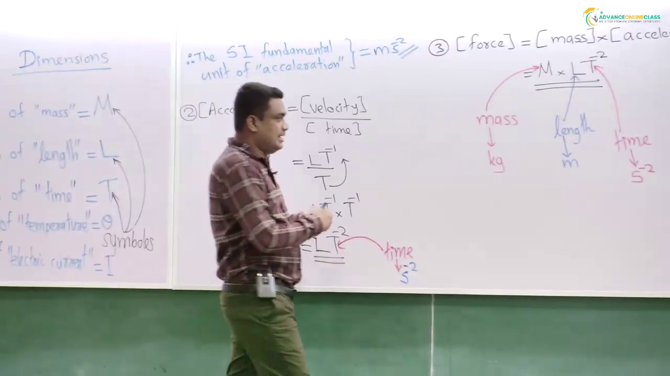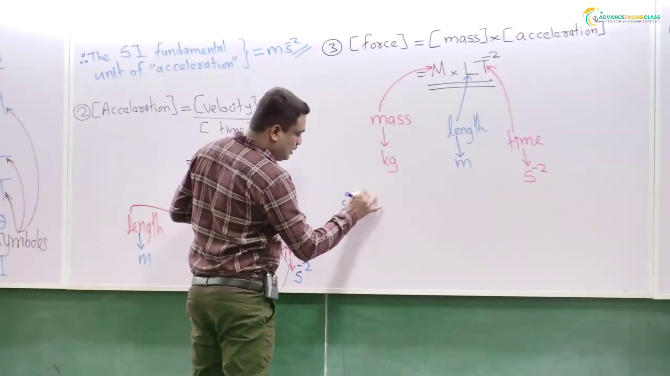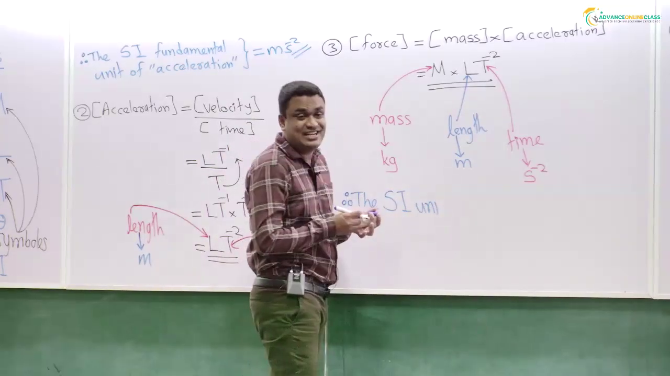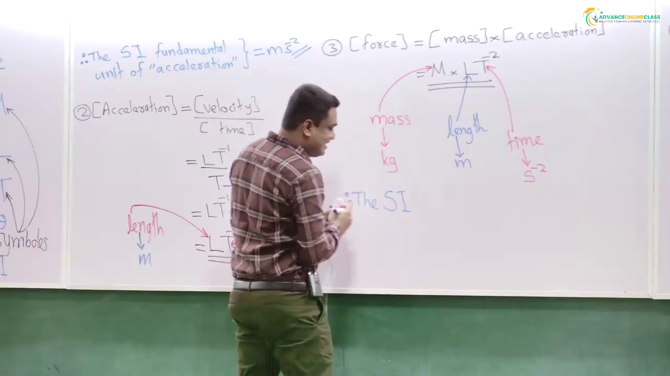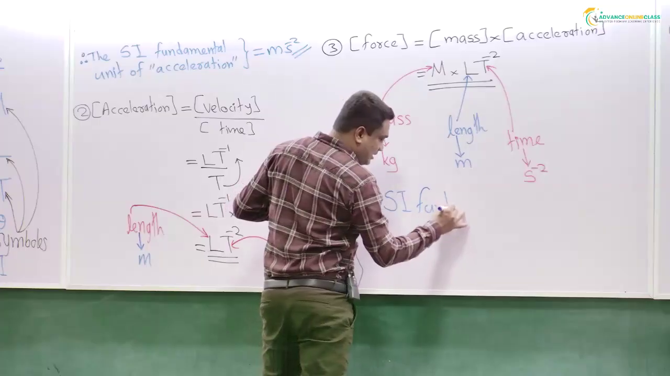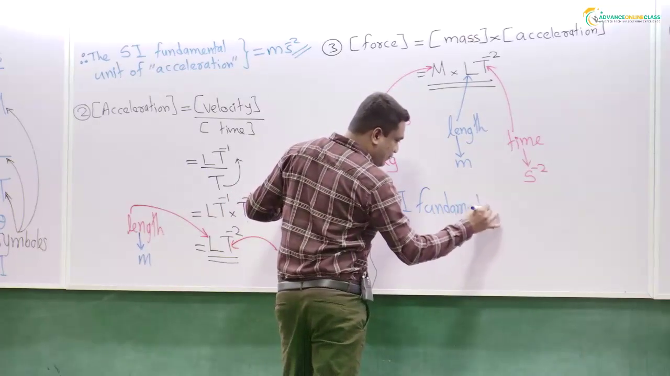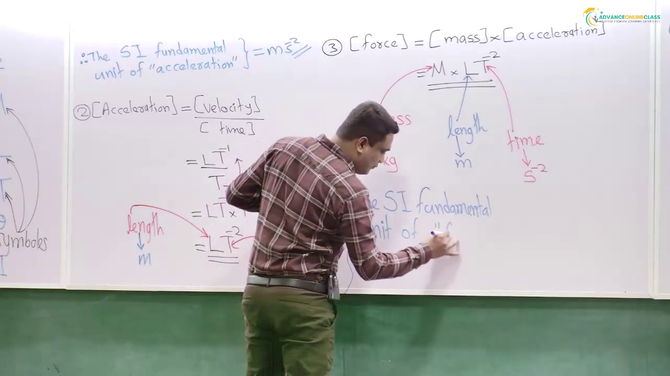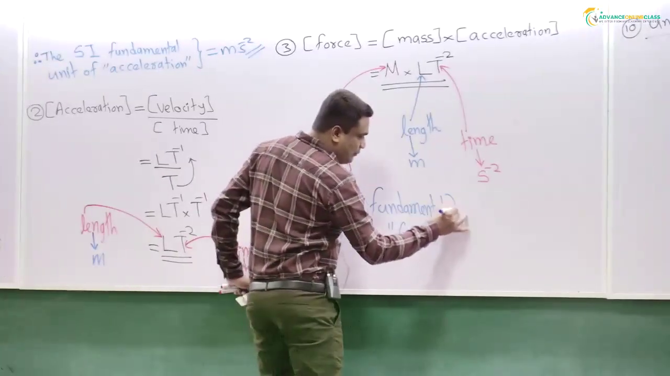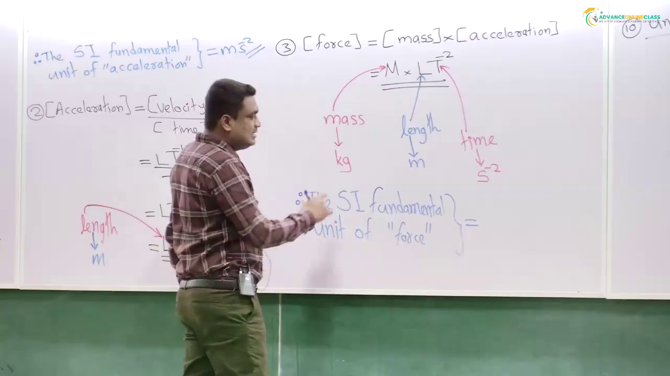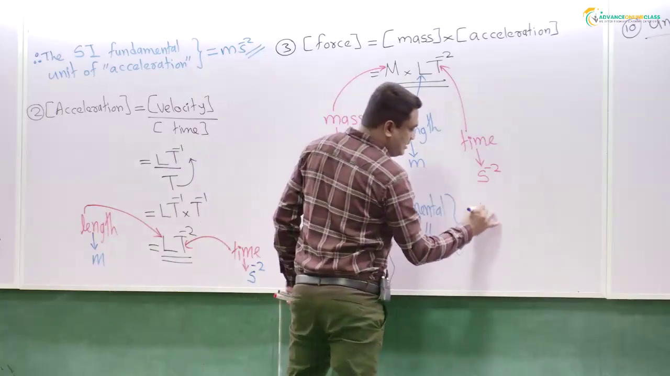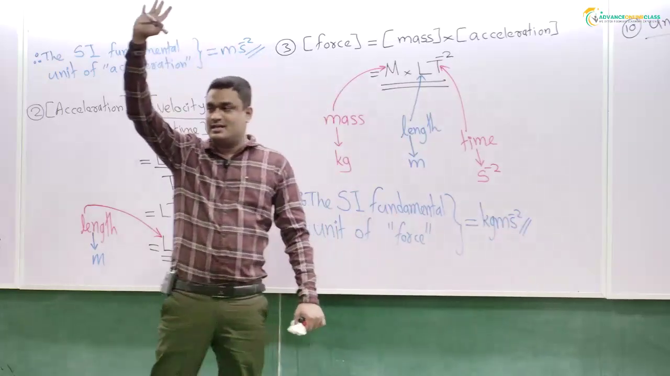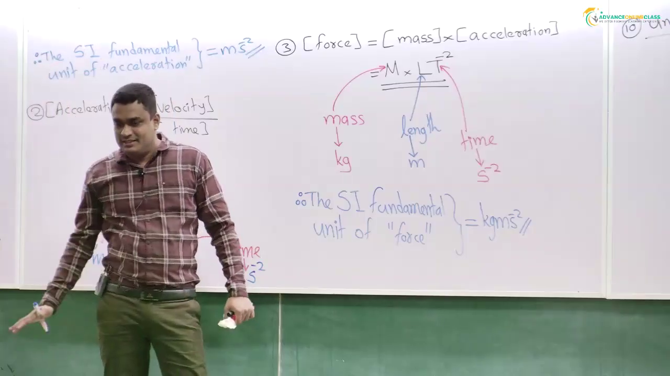Right, now we can write, therefore, the SI fundamental unit of force is kg m s minus 2. Who has obtained this answer? Right. Clear? Very good.